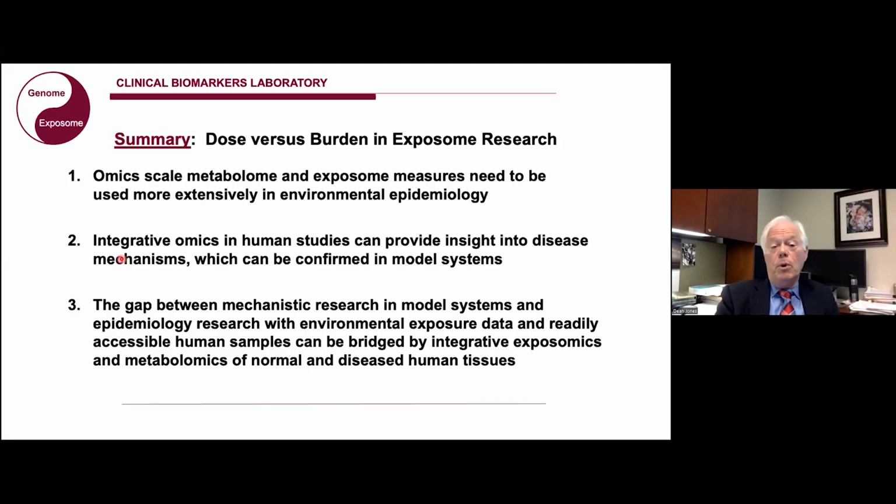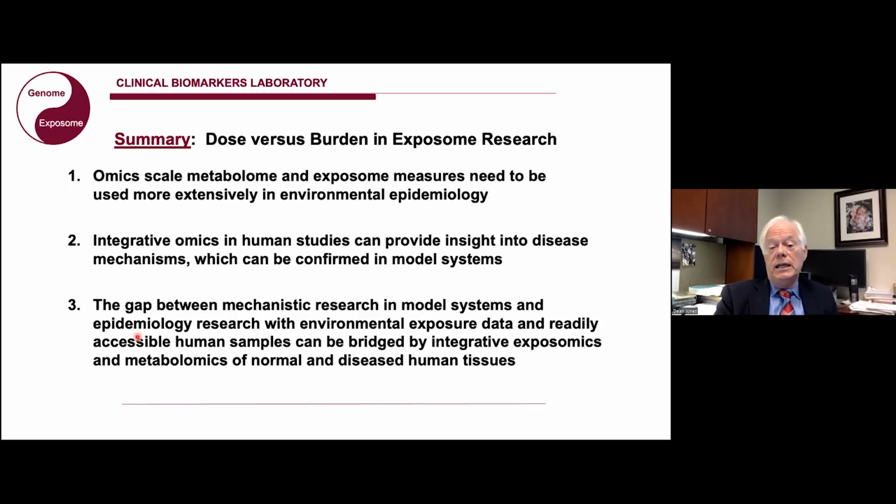The second point is that integrative omics can be incredibly insightful. And this is useful in humans because it directs us towards mechanisms. And the mechanisms and the data provide us a common way to do the mechanistic studies in animals to actually replicate and test what we find in the human studies.